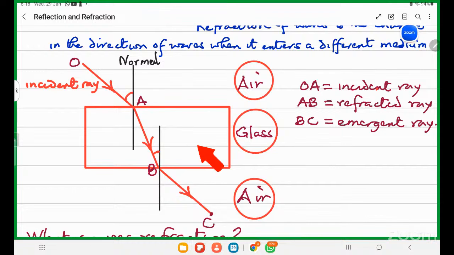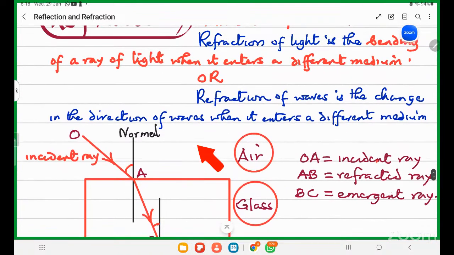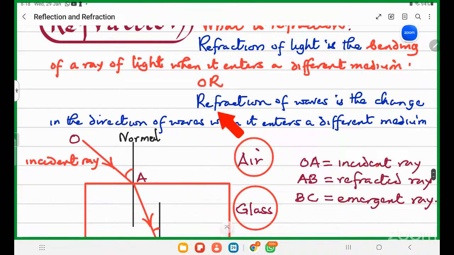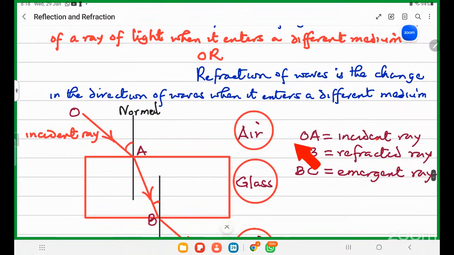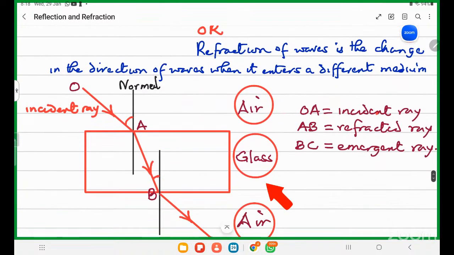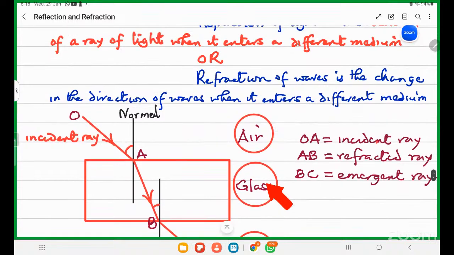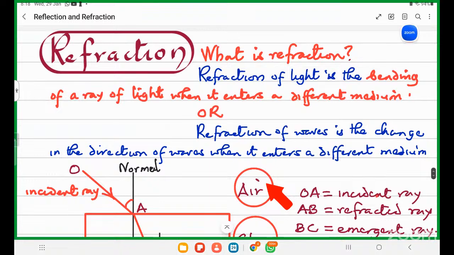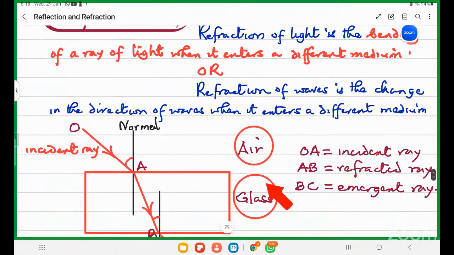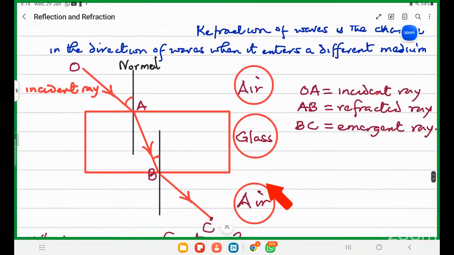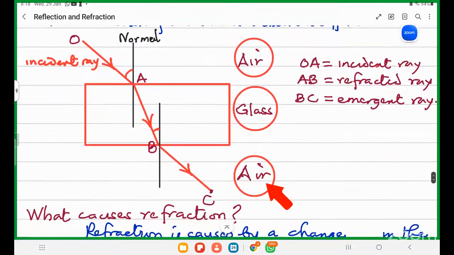So now that is a simple analysis of refraction. So refraction of wave is the change in the direction of wave when it enters a different medium. Okay, air is a medium, glass is a medium. We have water, which is also another medium. All right. So for this level, we won't be talking about the refractive index and some calculation, but you just need to understand the concept of what refraction is. So what we have there is refraction.